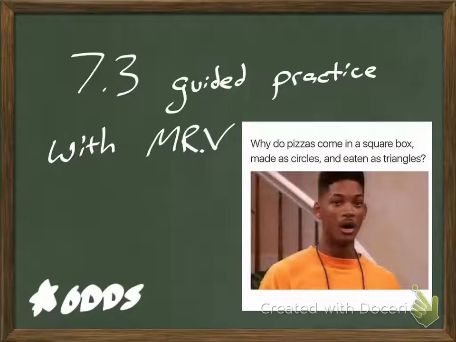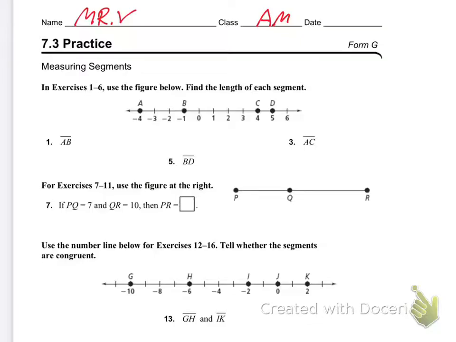This is the 7.3 guided practice with Mr. V, and I'm going to be doing the odds. Okay, so for the first one here, directions say find the length of each segment.